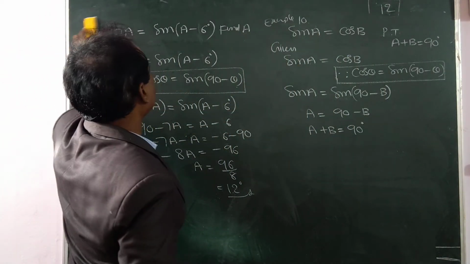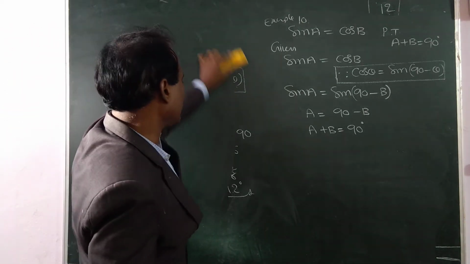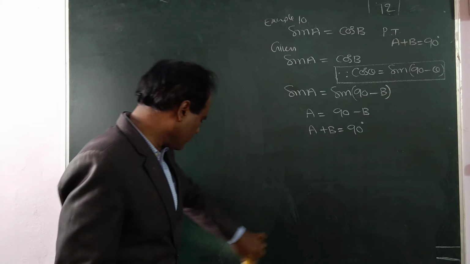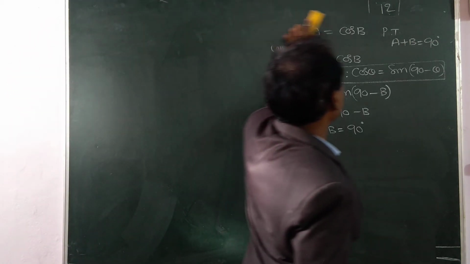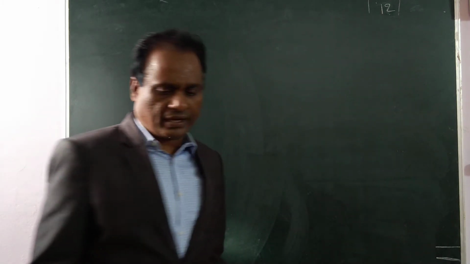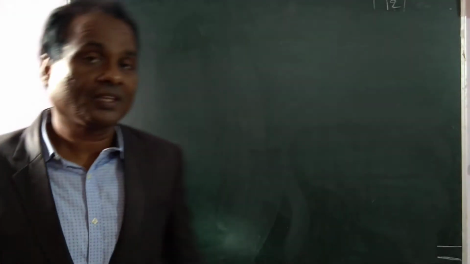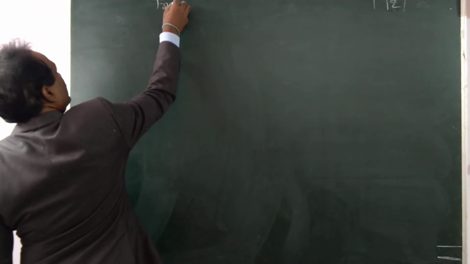Okay, so with this, all the problems related to complementary angles, all exercise problems and a few example problems also, I solved, and the remaining you practice from the textbook. After completing this, we go to the next topic, the next concept, trigonometric identities.